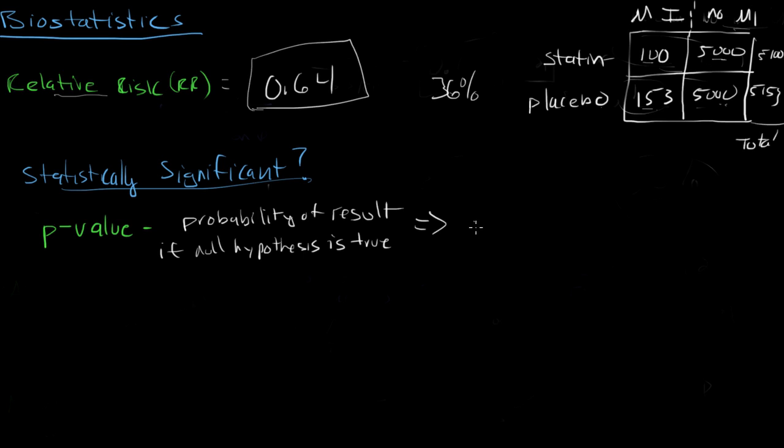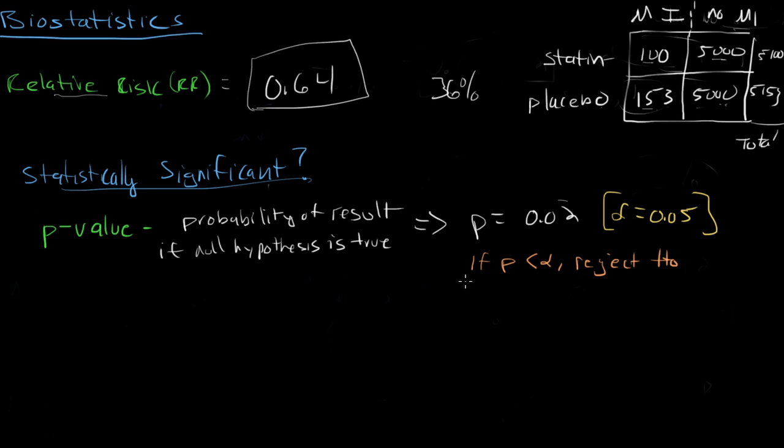Let's say our probability is 0.02. That means the probability of getting this result, if there's no difference, would be 2 in 100. That's really small. In fact, depending on our threshold cutoff for alpha, which we discussed in video 2, if our p-value is less than our agreed upon alpha, we reject the null hypothesis and conclude that the alternative hypothesis is true. So in this case, we would conclude that statins are better than placebo.